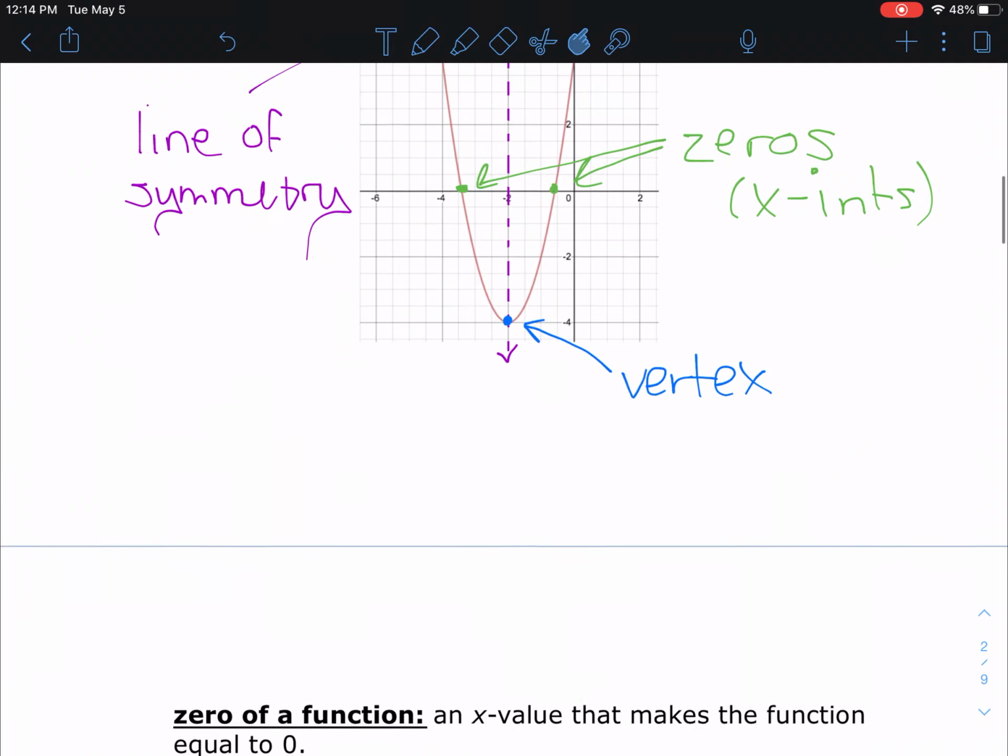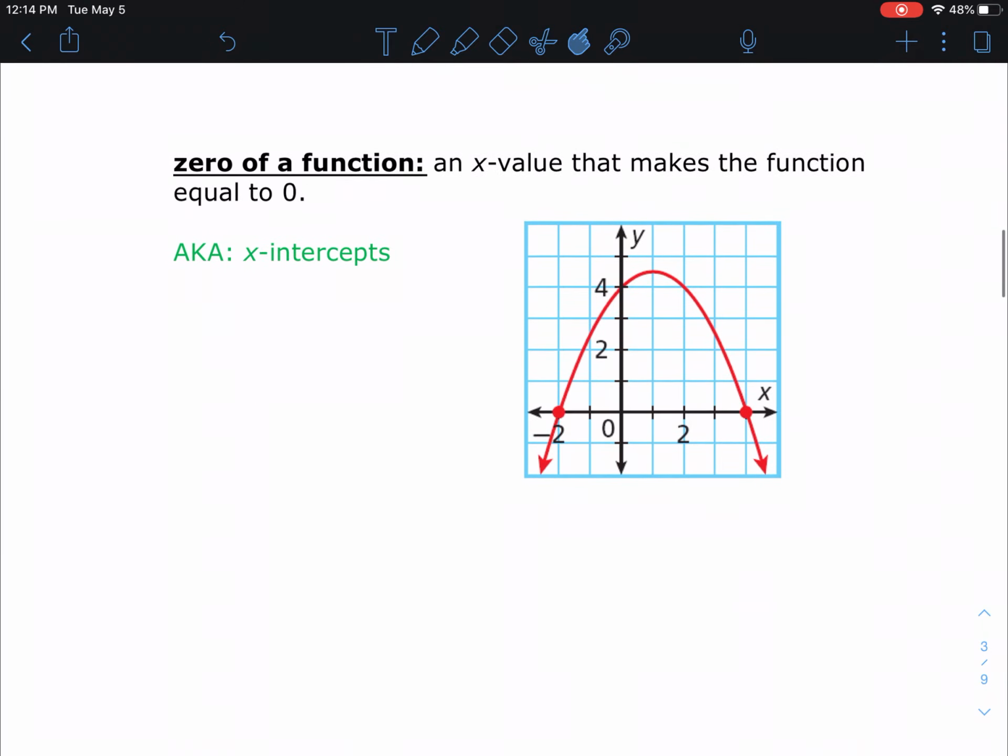We'll start with zeros. So a zero of a function is just the x value that makes the function equal to 0. That's why we call it a 0. And again, it's just an x-intercept because that is where y equals 0. So in this particular graph, that would be these 2 points right here. This one and this one right here.